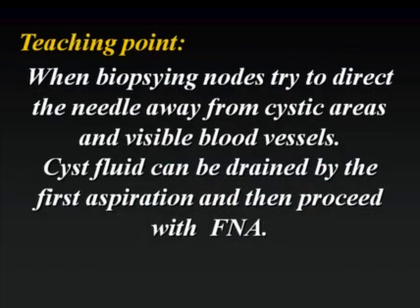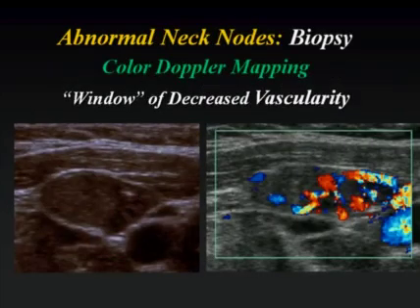So any deviation from that central pattern should be considered abnormal. So when biopsying these nodes, direct the needle away from cystic areas and towards areas of visible blood vessels. However, if there's a lot of vascularity within the lymph node, we want to first use an aspiration technique.